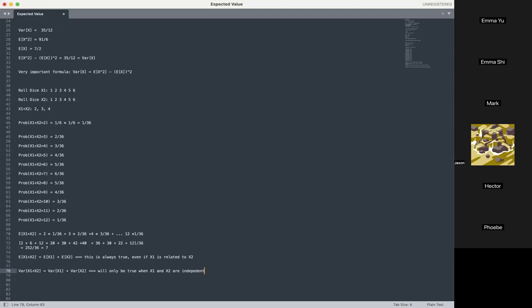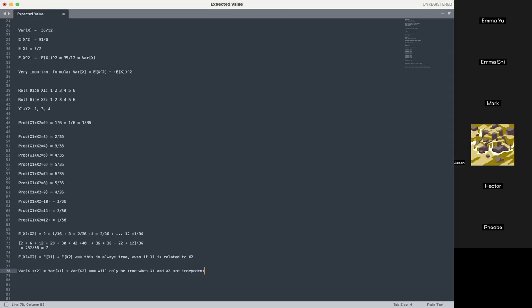So these two events won't happen at the same time, right? Mutually exclusive events are not independent because they influence each other. One event happening will make the other event not happen. Yeah, that's a very good example.